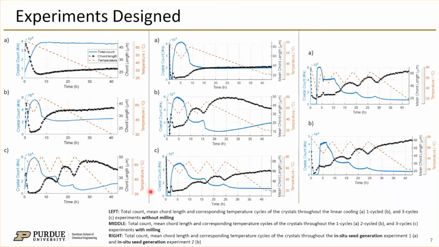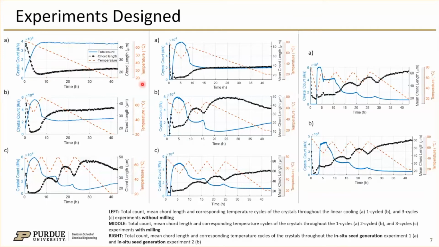Temperature, total crystal count, and chord length profiles of all the experiments are shown on this slide. On the left, you see the experiments without wet mill, while the middle panel shows the experiments with internal mill. On the right, unseeded experimental data is shown. At first glance, the effects of temperature cycles in the milled and non-milled experiments can be observed by the mean chord length trends, which is shown with the black line.